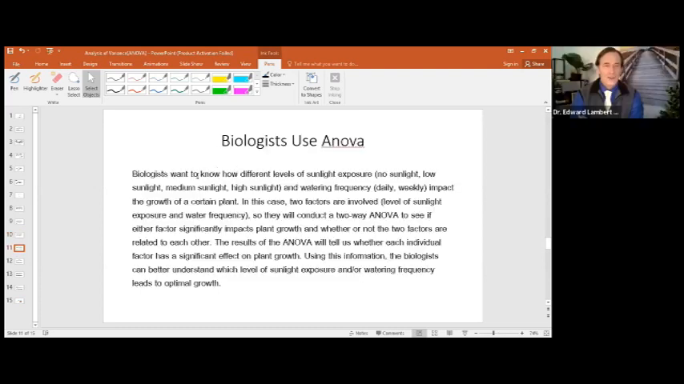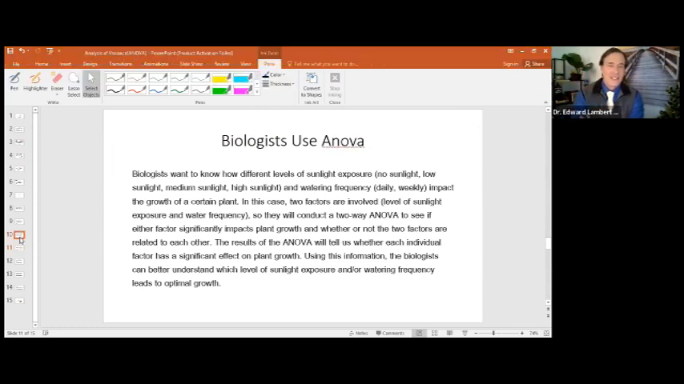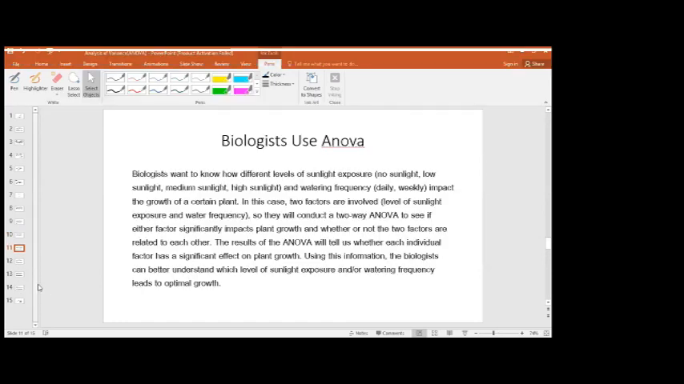That's a good example where you're seeing the result of each type of advertisement to see which one's more successful, correct? Yes, that's beautiful. Yes. So here advertisement affects mean sales differently. So here we can also use the ANOVA test, right? Next is, biologists also use ANOVA.